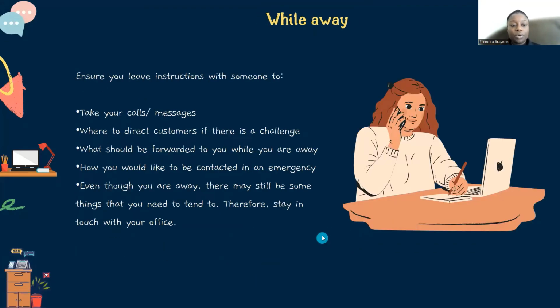While you're away, let's say you're the traveler and you're away from the office. What you want to do is make sure that you leave instructions with someone who can help you tie up any loose ends or avoid any confusion while you're away. And so that means someone who's going to take calls or take messages for you. You want to let somebody know that they can take calls because you're not going to be there. Maybe make sure you leave a voicemail, asking people to leave messages. If there's a problem or if there's a challenge, you want to let somebody know who to direct somebody to.